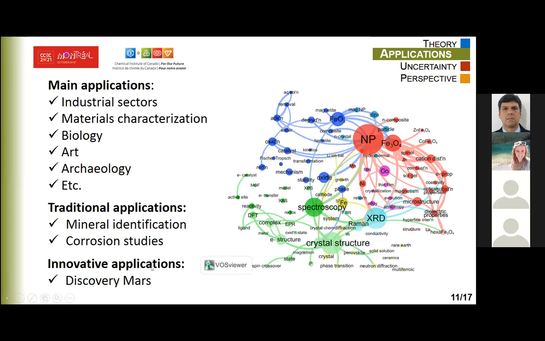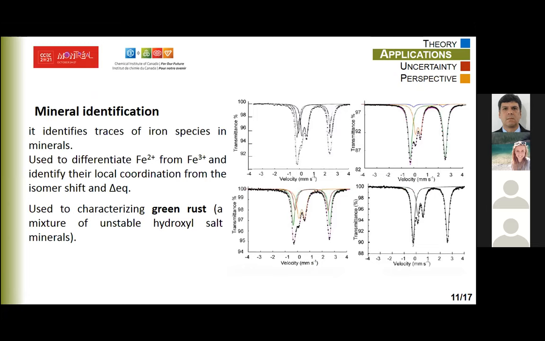In fact, a miniaturized Mossbauer spectrometer was included on the twin Mars exploration rovers, the Spirit and the Opportunity, to explore the planet Mars. Concerning mineral identification, Mossbauer is a convenient and non-destructive technique, very useful to identify traces of iron species in minerals. In fact, Mossbauer spectroscopy produces a fingerprint of each material.